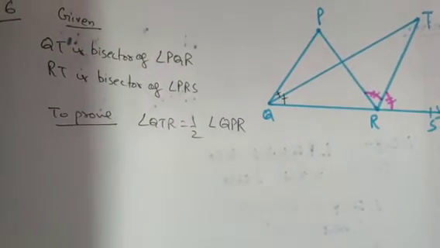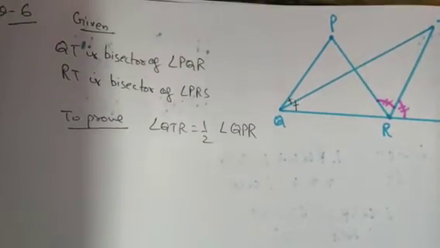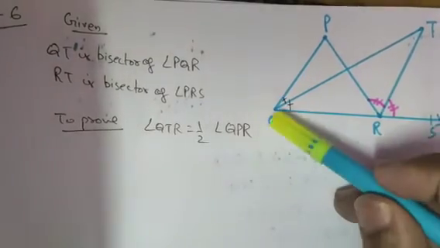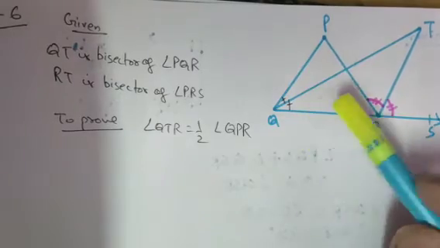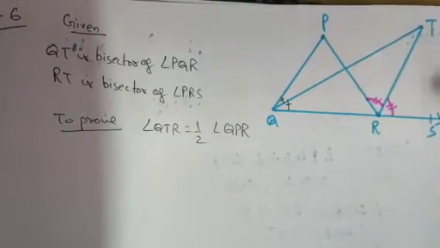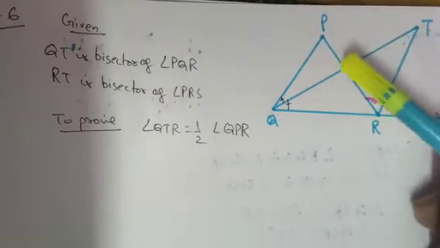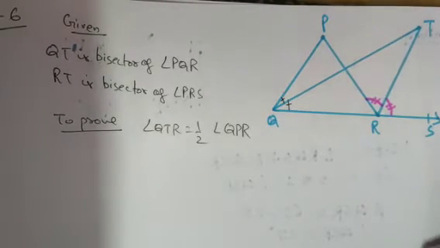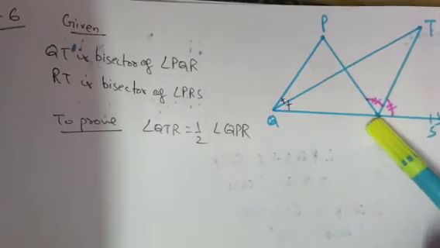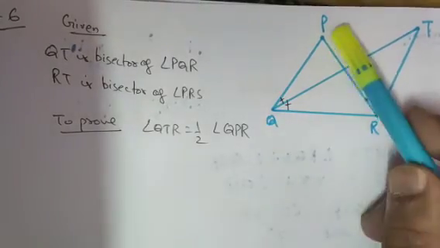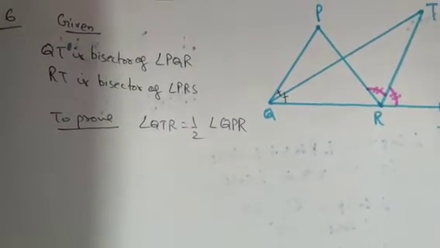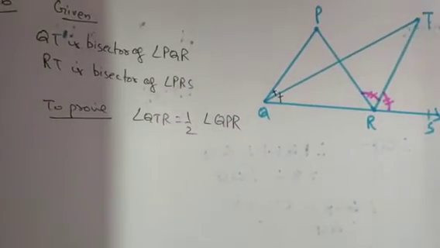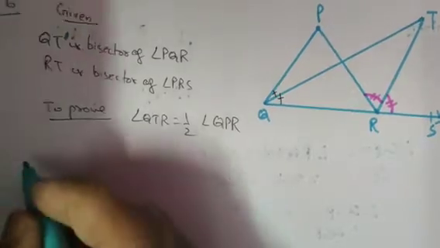Okay, question number 6. This is an important question. Here what is given to us is that QT is the bisector of angle PQR and RT is the bisector of angle PRS. We need to prove that angle QTR is half of angle QPR. So we have written the given and the to prove. Now we will be starting with the proof.